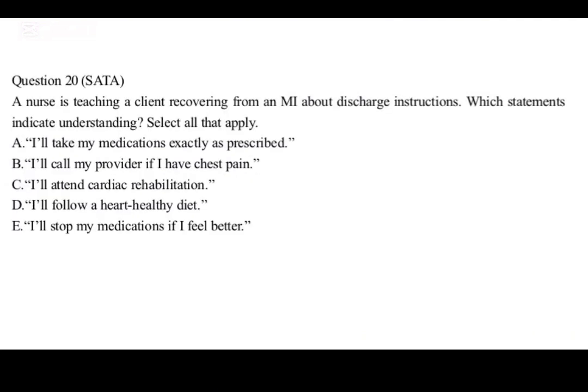Question 20, SATA. A nurse is teaching a client recovering from an MI about discharge instructions. Which statements indicate understanding? Select all that apply. A. I'll take my medications exactly as prescribed. B. I'll call my provider if I have chest pain. C. I'll attend cardiac rehabilitation. D. I'll follow a heart-healthy diet. E. I'll stop my medications if I feel better.